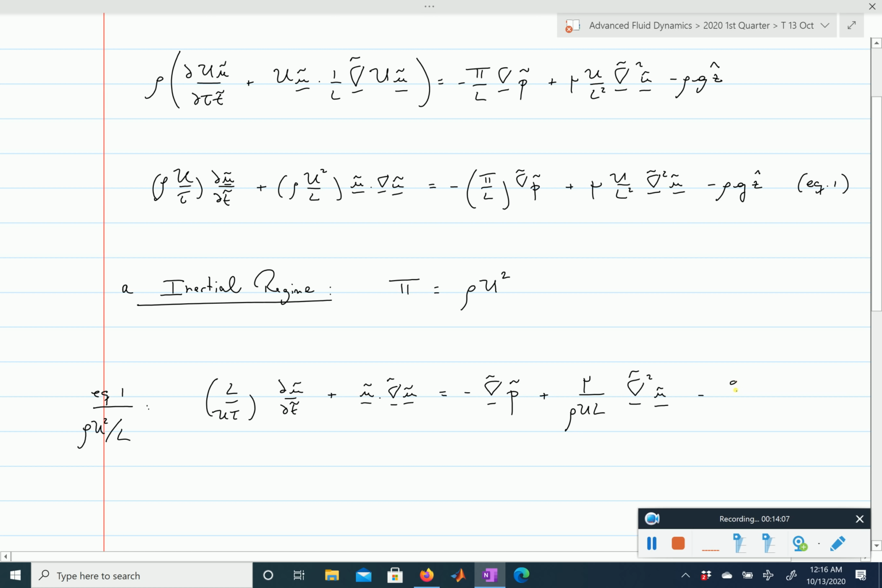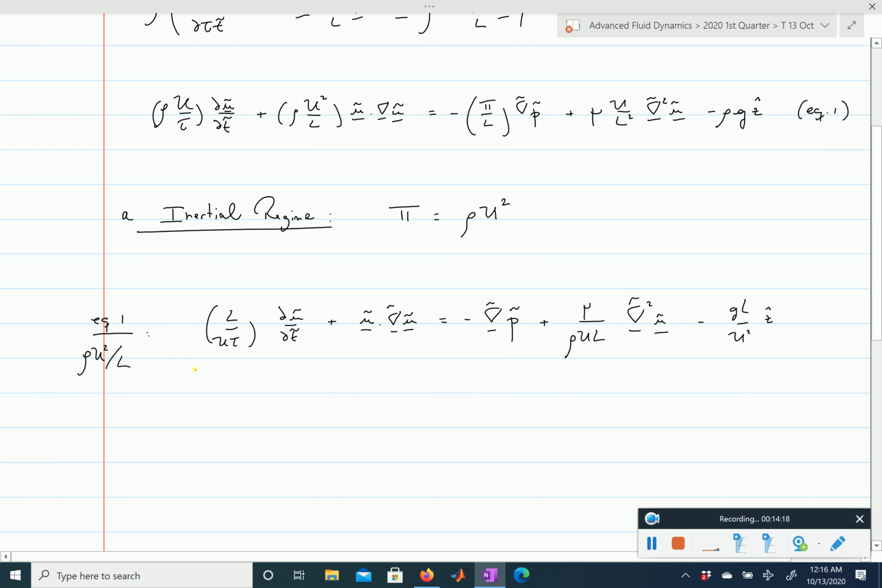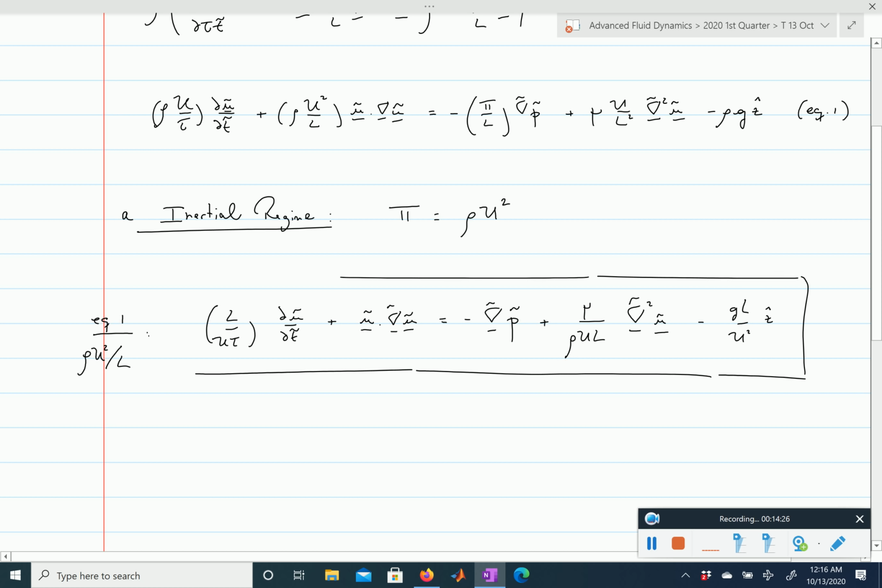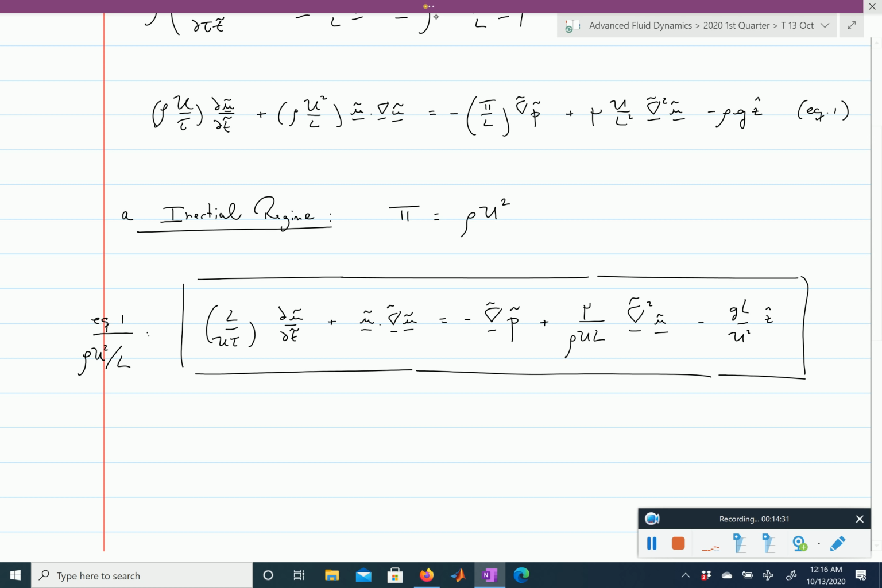GL divided by u squared, and z is a unit vector. Okay, so this is here our Navier-Stokes equation written in non-dimensional form. And when we write it this way, you see that we have three non-dimensional numbers that appear.